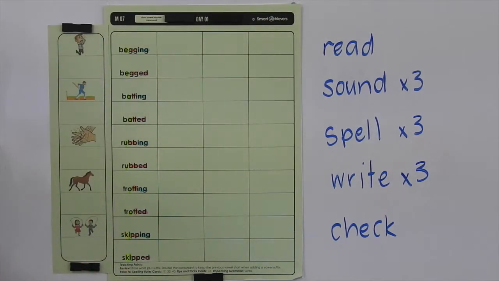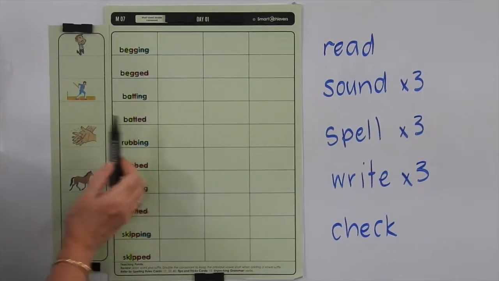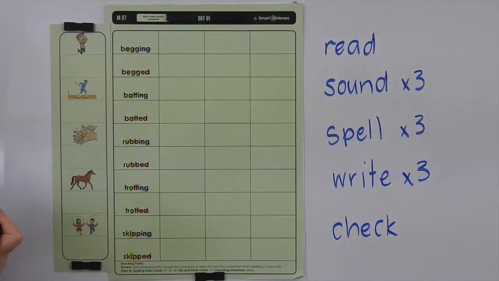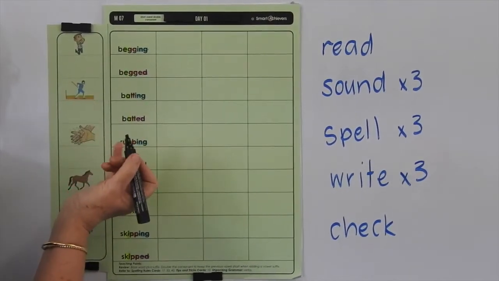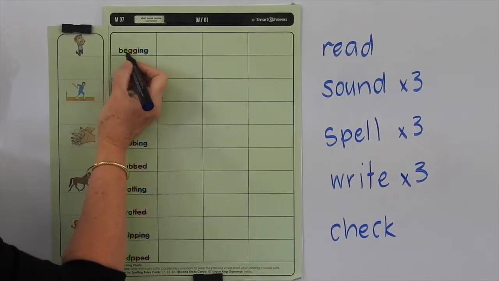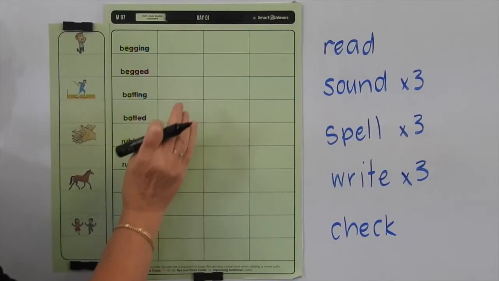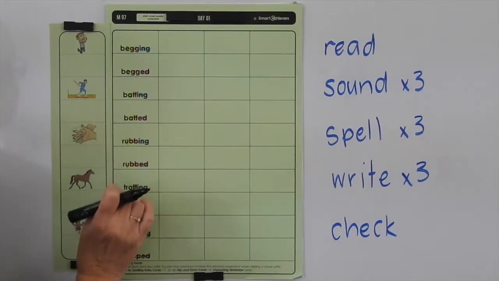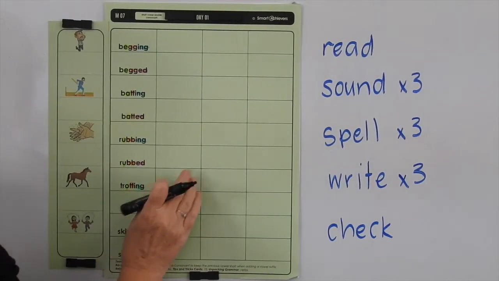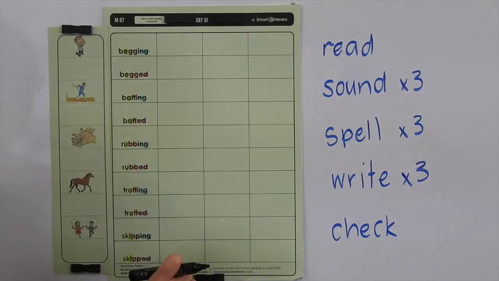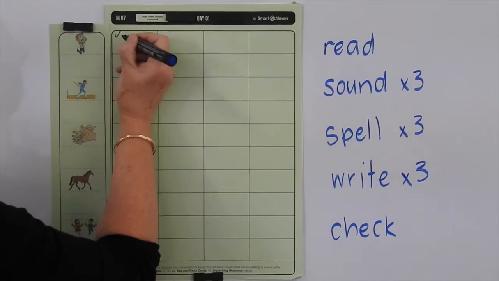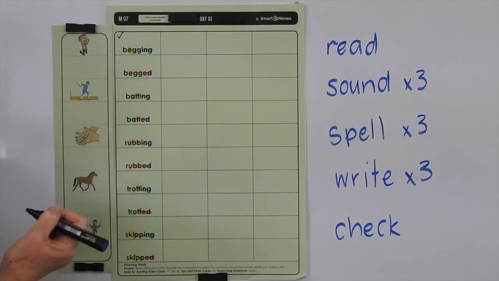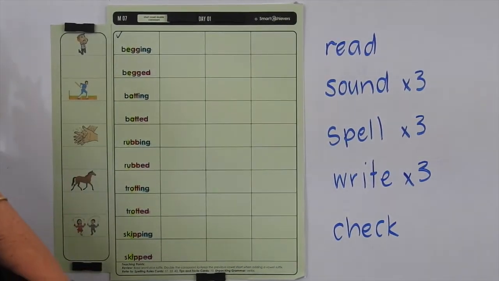So what are the 4 things that we look for to know whether we double the letter of a base word before adding on a suffix? Well, the first is: is the base word a short word, or does it only have 1 syllable? Beg is 1 syllable, yes, it's a short base word. Bat, yes, it's only got 1 syllable. Rub has 1 syllable. Trot has 1 syllable. Skip has 1 syllable. So we've got ticks for all of those words. They're all short words with only 1 syllable.